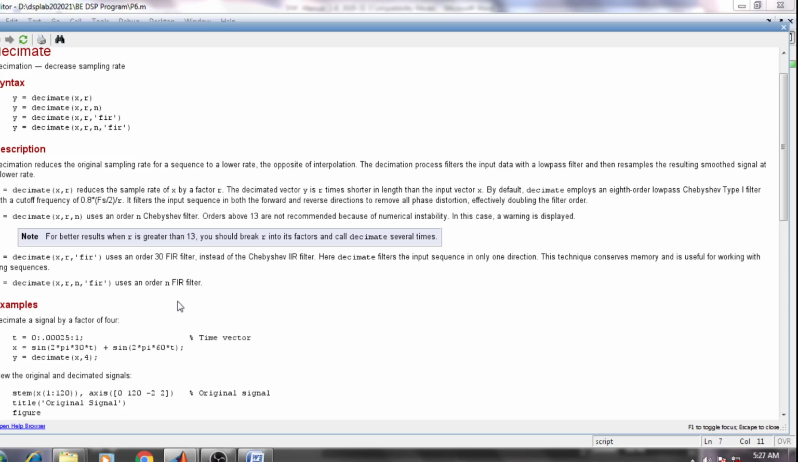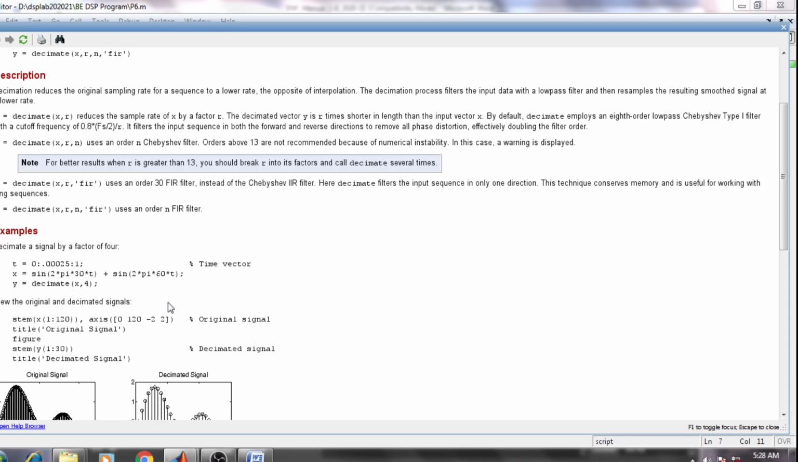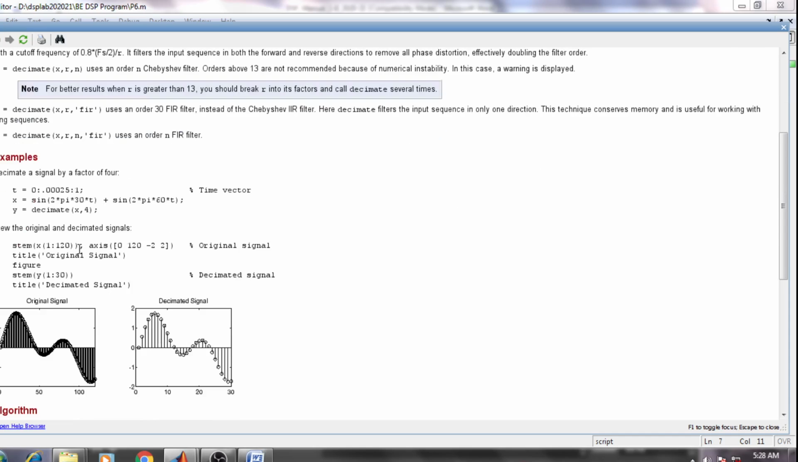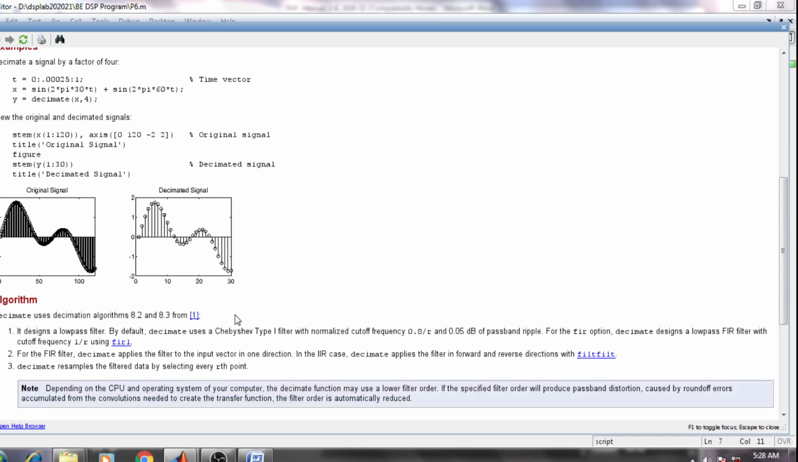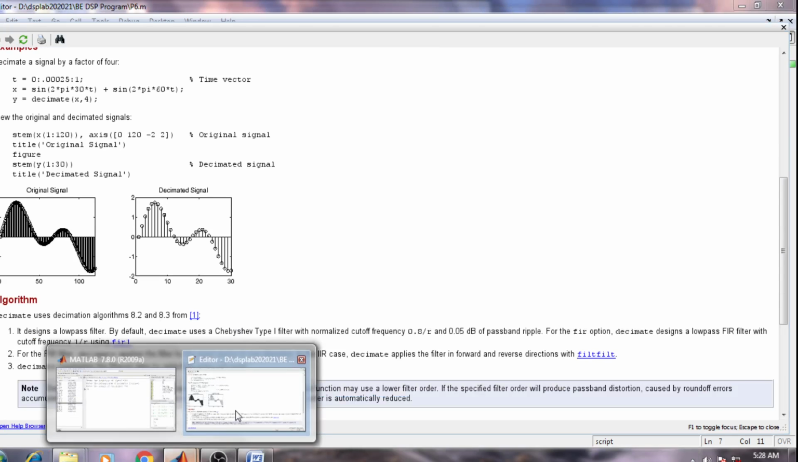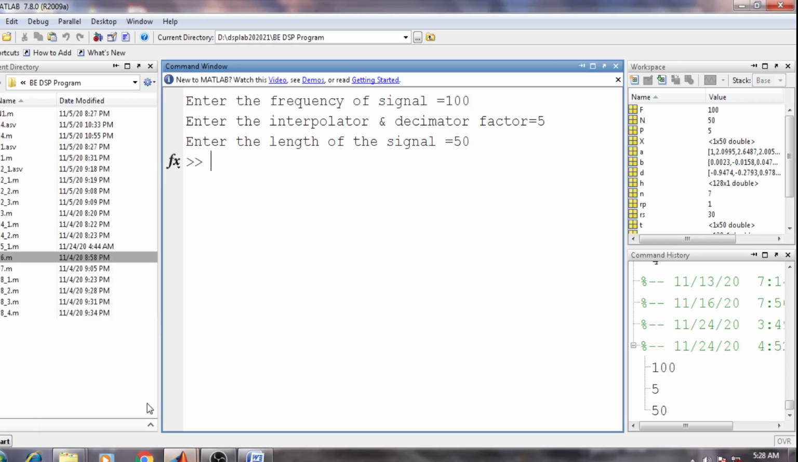Here one example is given in the help that will tell you how the decimation process is carried out. Here t is defined with x and y, and the decimation process is carried out. We are going to see the same thing with the help of our MATLAB program, so I am just switching over to MATLAB.